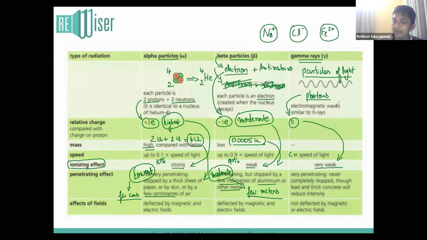The gamma rays are basically pure particles of light called photons, which have basically zero rest mass. Because they have zero rest mass, they have the highest penetrating power of all the three emissions. Because they have the highest penetrating power, they can never be completely stopped. Although, yes, materials such as lead and thick concrete will reduce the intensity of gamma radiations.